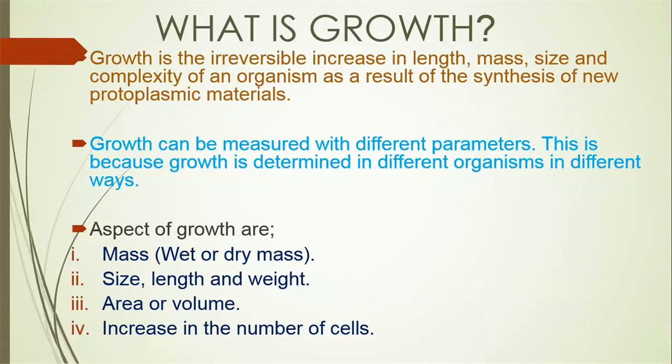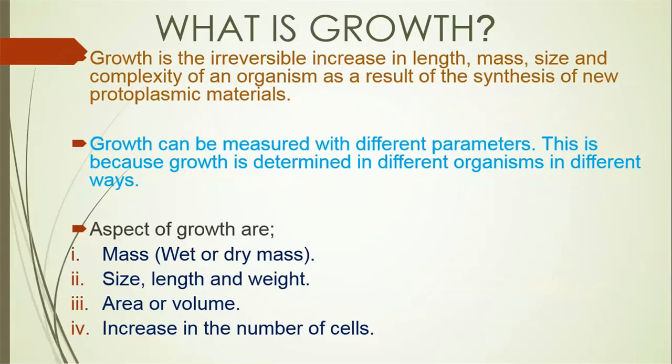The first one is known as the mass. Now mass can either be wet mass or dry mass. The mass of an organism when it has water in it is called wet mass. And the mass of an organism when it has no water is called the dry mass. So if there is increase in mass, definitely growth has taken place. Number 2 is size, length, and the weight of an organism. Increase in any of these definitely means growth has taken place.